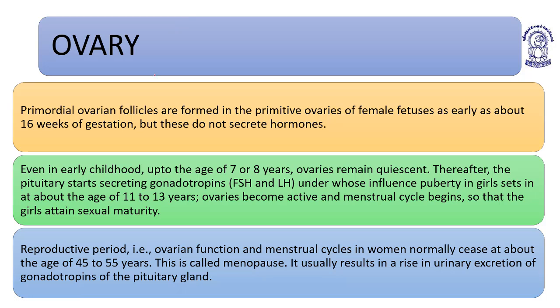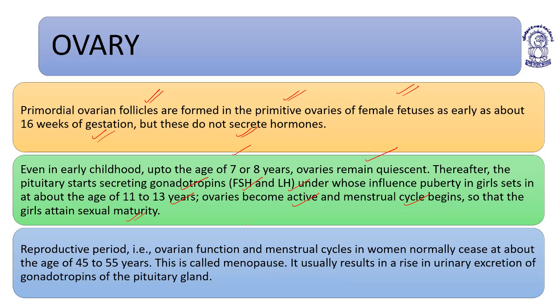Ovary. Primary ovarian follicles or primordial ovarian follicles are formed in the primitive ovaries of the female fetus as early as about 16 weeks of gestation, but these do not secrete hormones. Even in early childhood, about the age of 7 to 8 years, ovaries remain quiescent. Thereafter, the pituitary starts secreting gonadotropins, follicle stimulating hormone and luteinizing hormone, under whose influence puberty in girls sets in at about the age of 11 to 13 years. Ovaries become active and the menstrual cycle begins so that the girls attain sexual maturity.